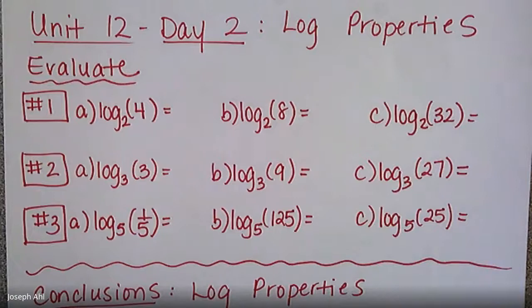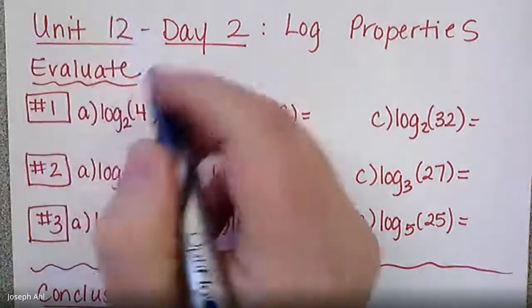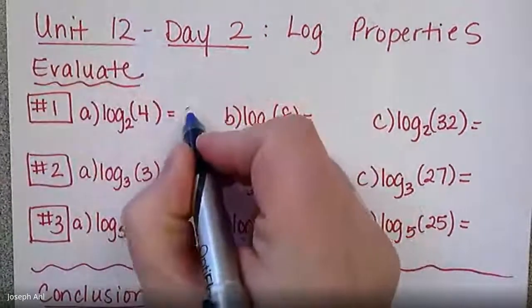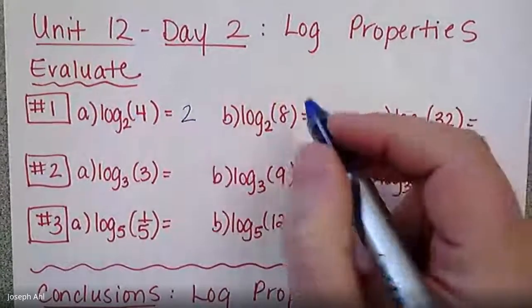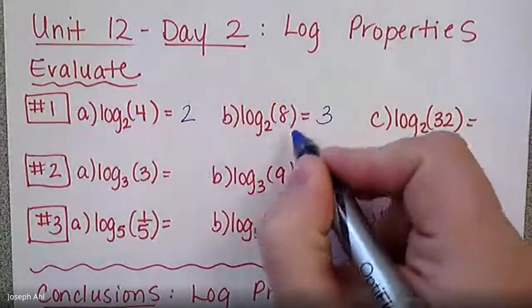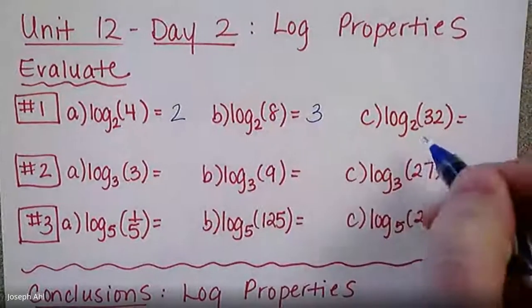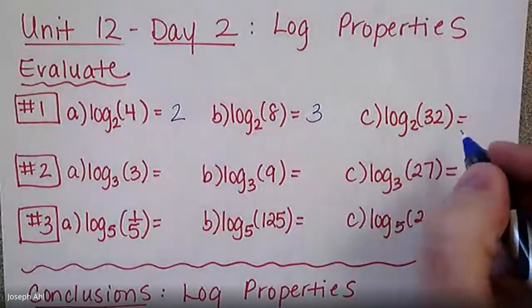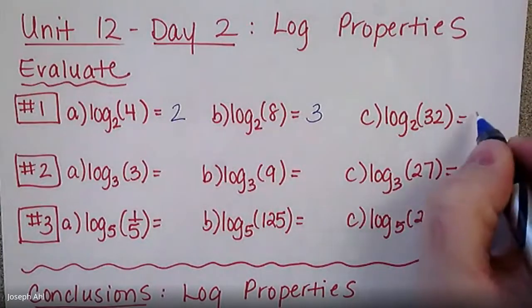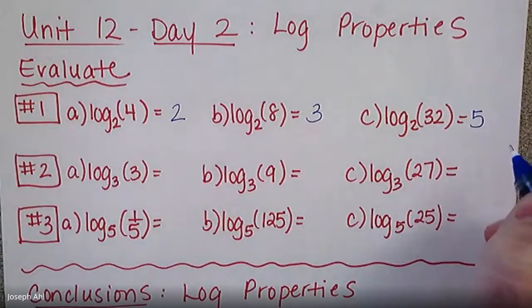What are the answers here? What are the exact values for each of these log expressions? Well, log base 2 of 4 is 2 because 2 squared is 4. Log base 2 of 8 is 3 because 2 cubed is 8. And finally, log base 2 of 32, maybe we just have to think a little bit harder about this one, but the answer there is 5.